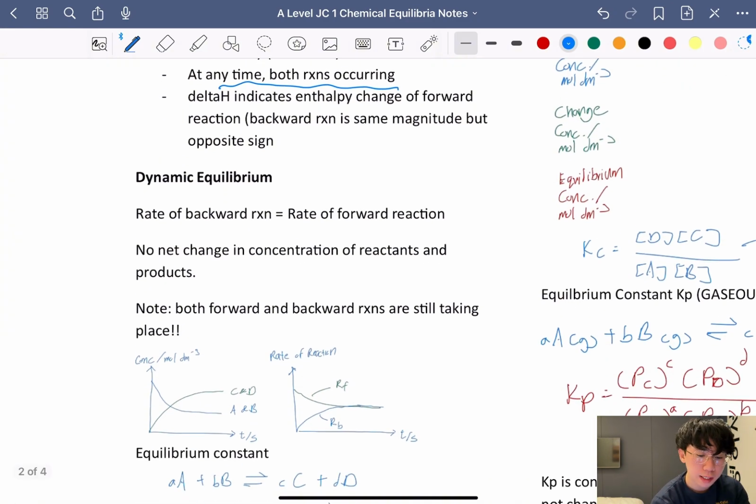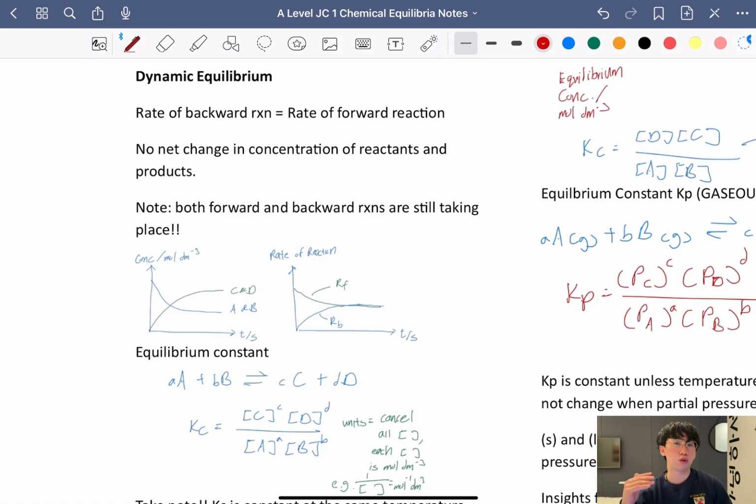Another thing to note is that delta H that you see for a reversible reaction indicates the enthalpy change of the forward reaction. And you just need to know that the backward reaction has the same magnitude of enthalpy change, but it has the opposite sign. So if the forward reaction is positive, then the backward reaction has a negative enthalpy change.